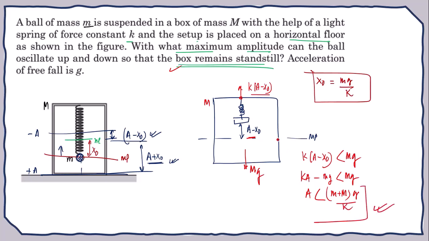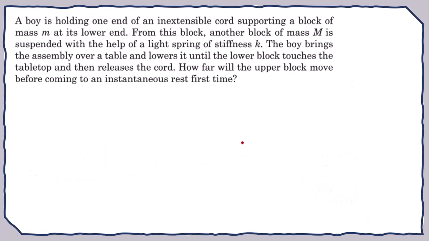Okay. So during the upward movement, the spring is being compressed, and because of that compression, there is a chance that the box may rise above the floor. So you are asked to calculate that condition, so that this force should be less than the Mg. Okay. Now moving on to the next situation.